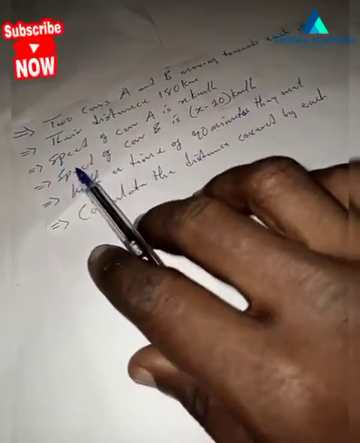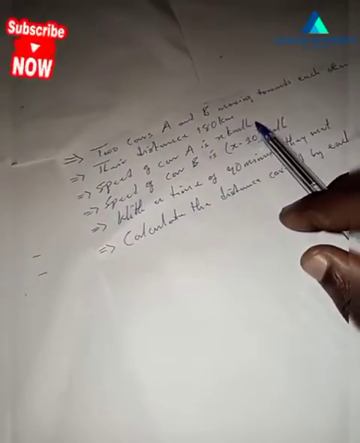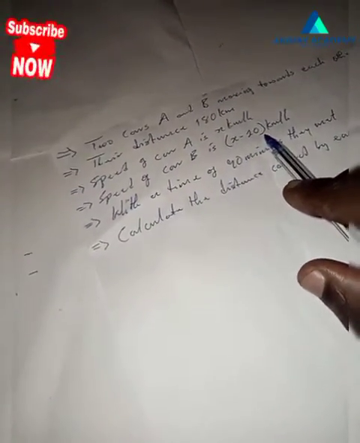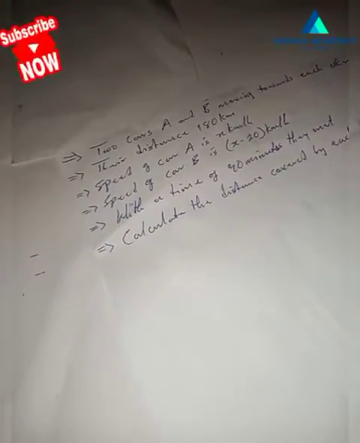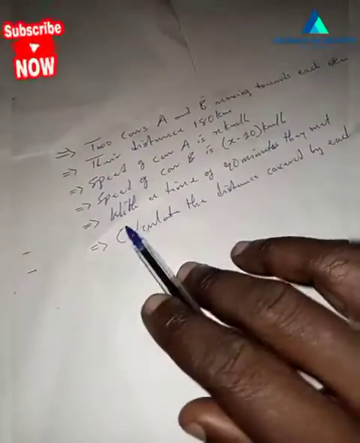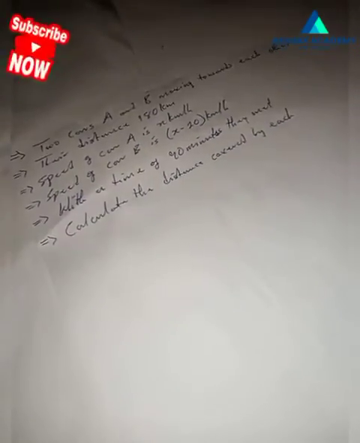Now, they went further to say that the speed of car A is x kilometers per hour. Then the speed of car B is x minus 20 kilometers per hour. They said that with a time of 90 minutes, they met. So they met exactly 90 minutes after they took off. They all started at the same time, moving towards each other, and within 90 minutes, they met.